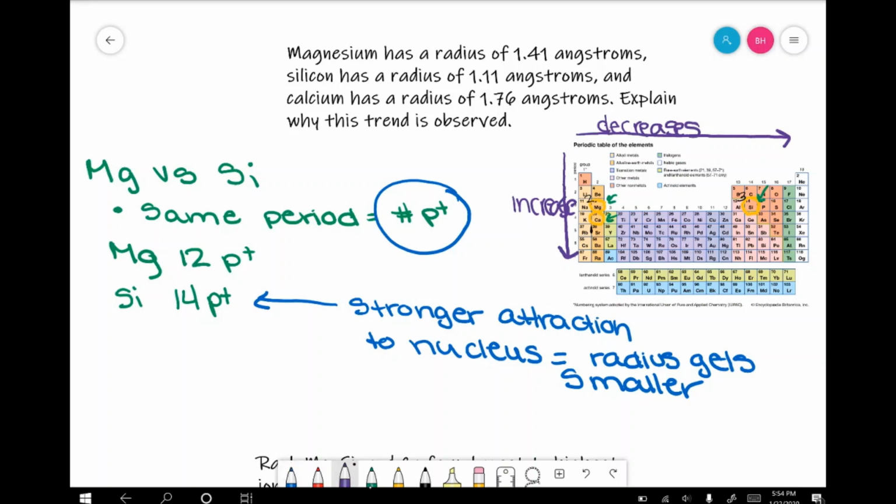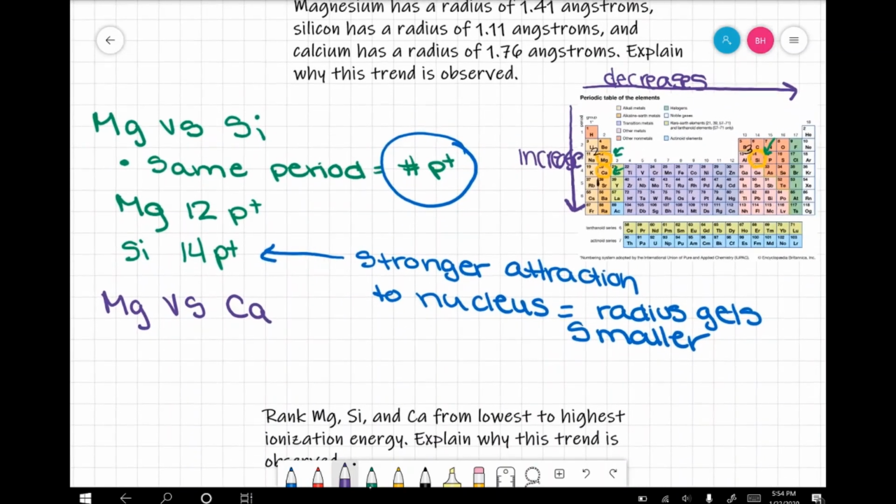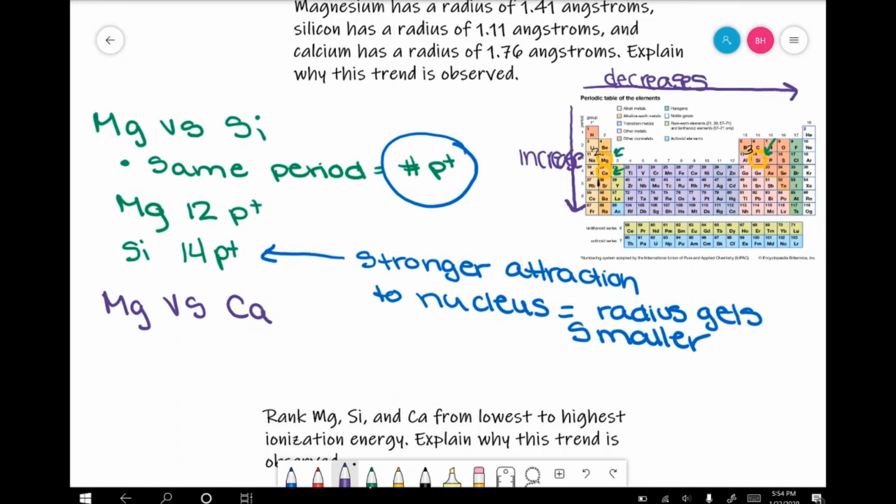Let's switch gears and look at the difference between magnesium versus calcium. Yes, magnesium and calcium do have different numbers of protons, but when you're comparing them and they're in the same group, what you're going to be really focusing on is the subshell for the electrons, because that's going to tell you how far those electrons are.